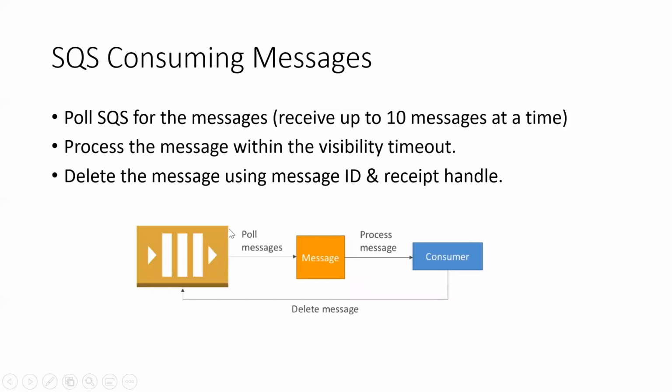So the process works like this: the consumer polls the SQS queue for the message. Once it sees that the message is there, it will process the message. After you have seen that the message is there and processed it, you can delete the message so that it will not get the same message again and again. Otherwise, if you don't delete the message, it will keep on processing again and again.